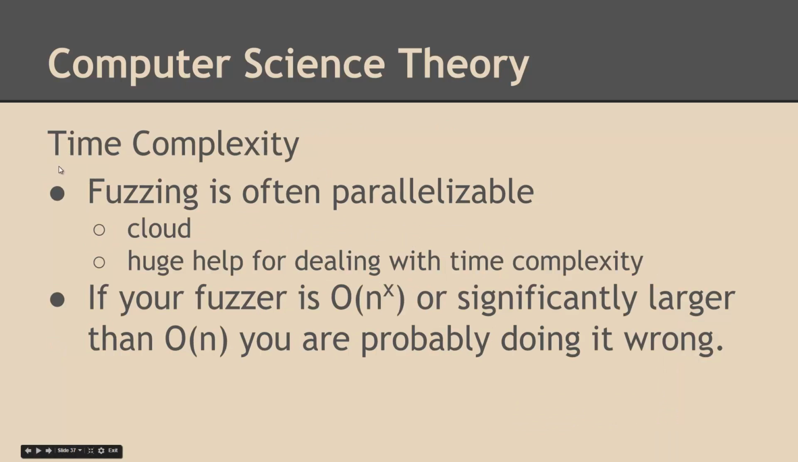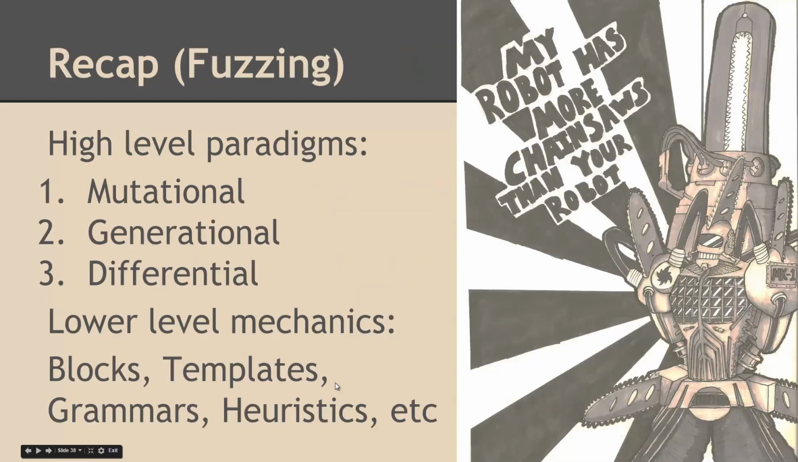Another complexity issue is time. Fuzzing, however, is often parallelizable. Therefore, doing cloud-based or distributed fuzzing is a huge optimization. And if your fuzzer is doing its task of generating, testing, and evaluating at a big O of O to the n to the x, some exponential cost, you're probably doing it wrong, when it is usually, in most cases, just the cost of the input generation.